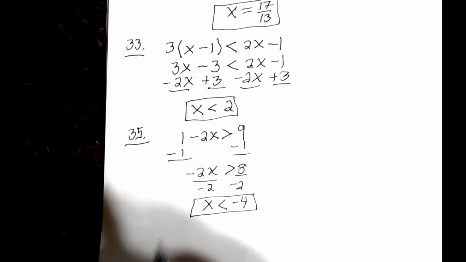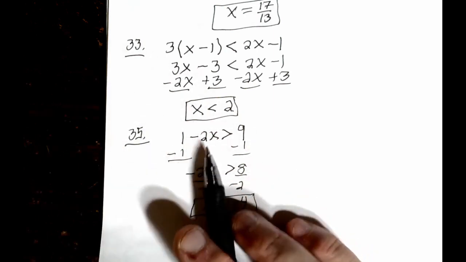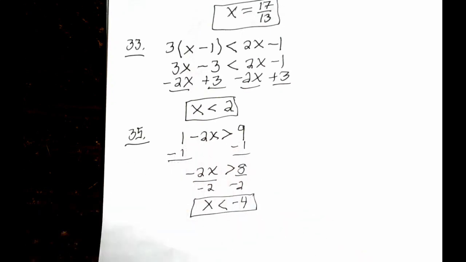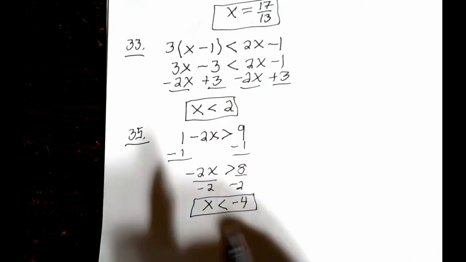Now 35. You want the x's on the left, so let's subtract 1. Divide by -2, and when we do, we flip the inequality sign.